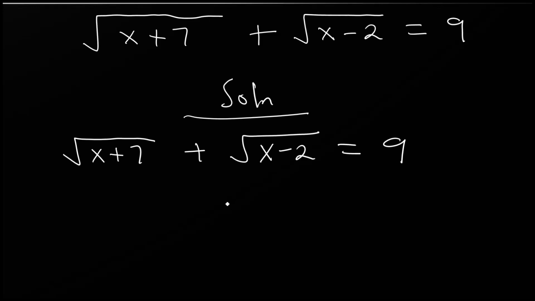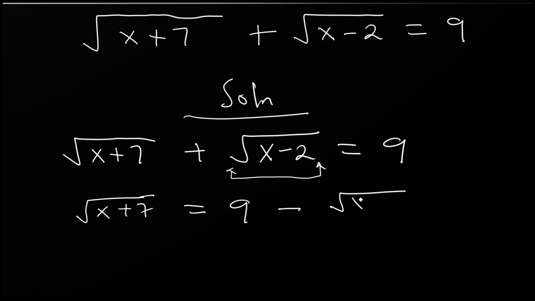Okay, now let's square both sides. Alright, let's send one of the radicals to the other side, then square both sides. So that will make this side x plus 7 equals 9 minus the square root of x minus 2. So from here we can square both sides.